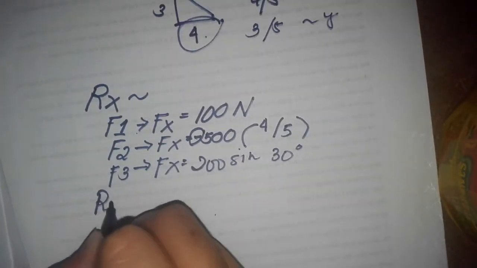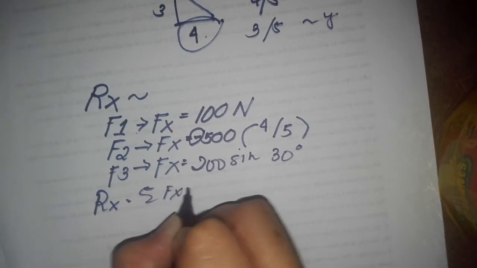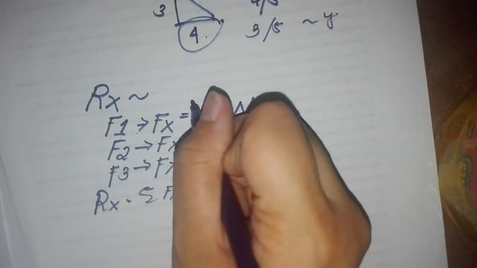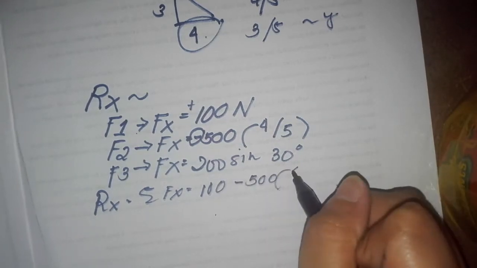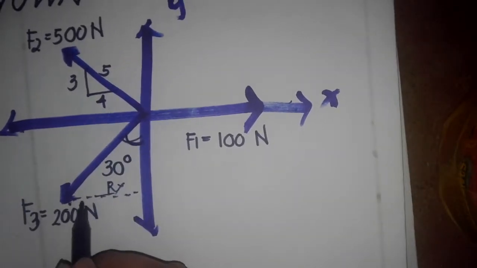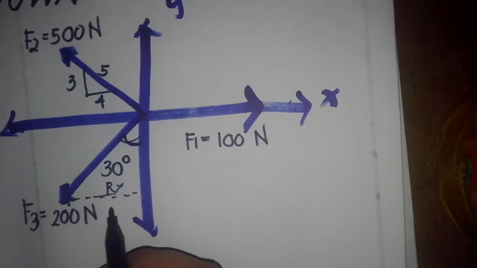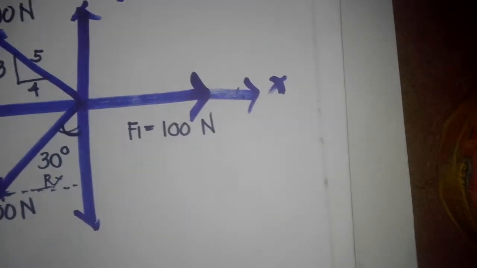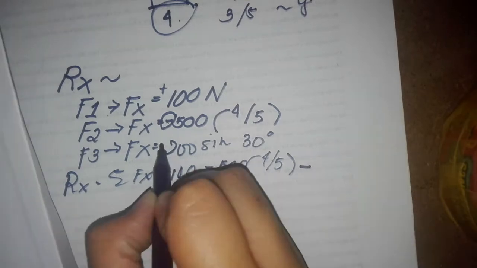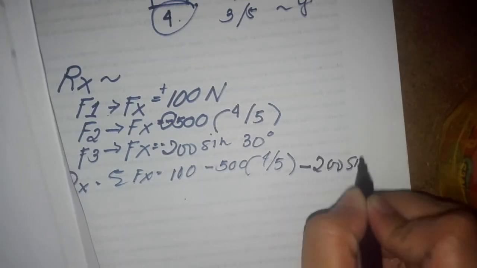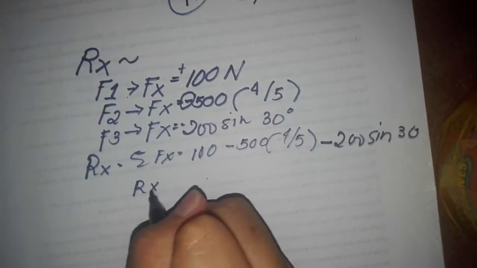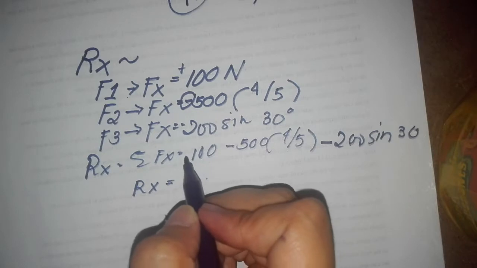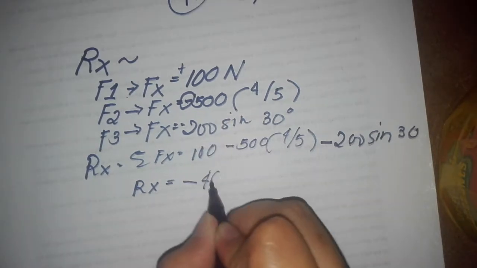We can compute for Rx by summation of Fx, which is equal to positive 100 minus 500, 4 over 5. You can also see that the Rx of the third force is also negative, minus 200 cosine 30. And we compute for Rx equal to negative 400 Newton.